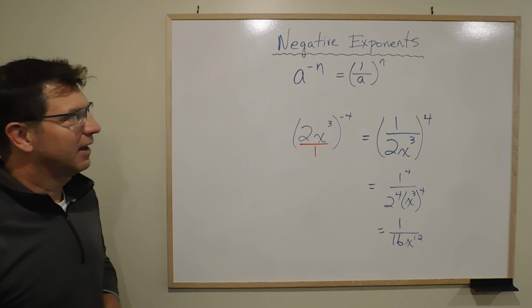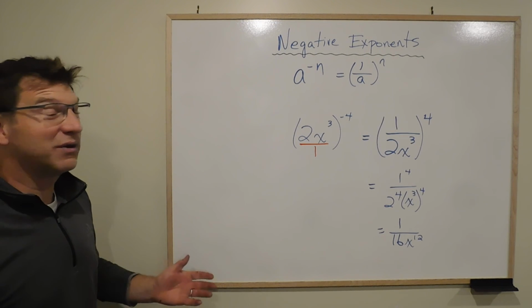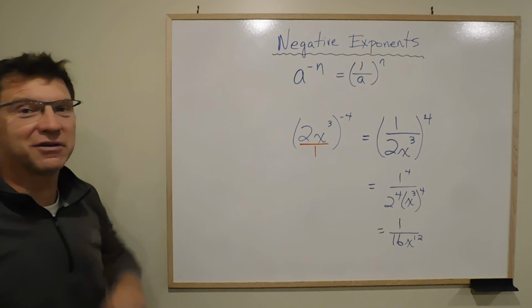There you go. So negative exponents are not really that hard, because you're just flipping it to make the exponent positive.